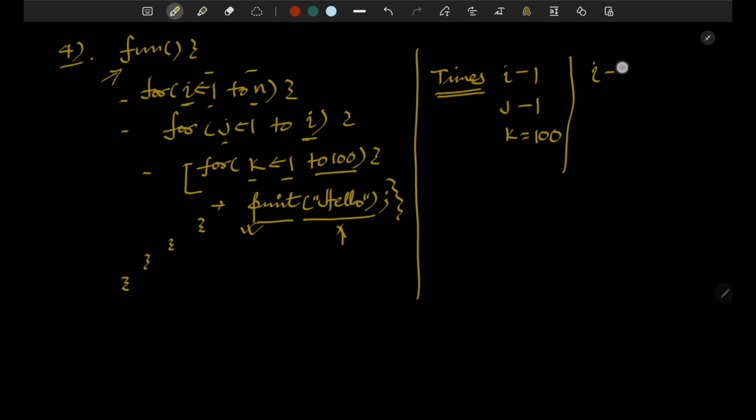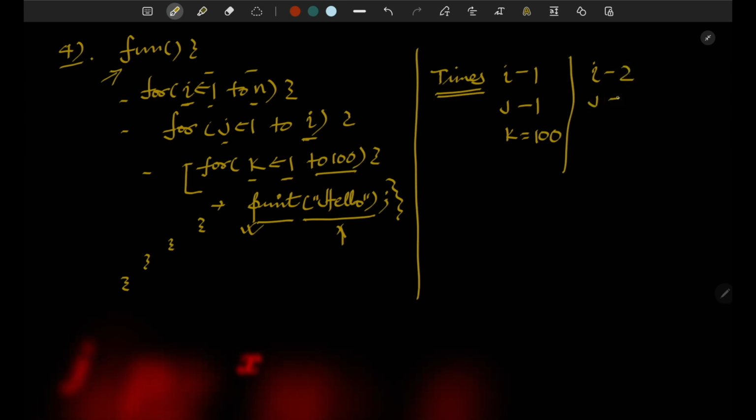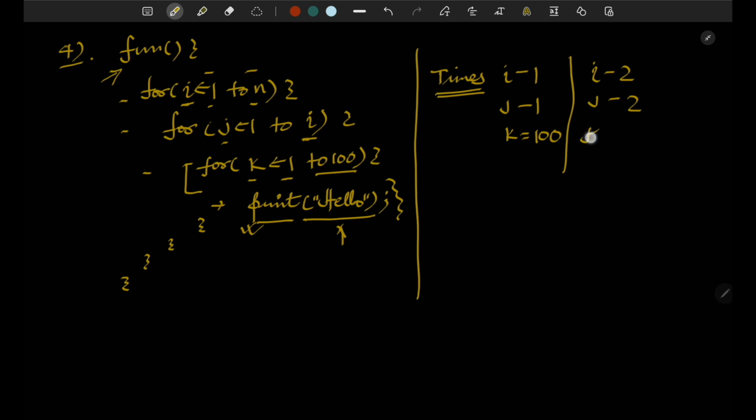Then we have i as 2, j becomes 2, and k is going to be printed 100 times and twice, because this thing is going to be printed twice, right? Rather, this thing is going to be executed twice, and eventually this will be printed 100 times no matter what. So 2 into 100, correct? Then for the next case, we have i as 3 and j as 3, and k would be 3 multiplied by 100, that is 300 times.